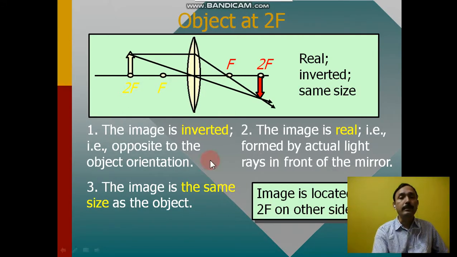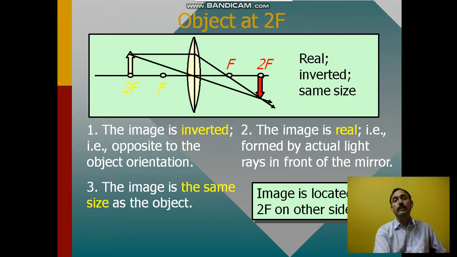Now if the object is placed at 2f, the light from the tip is parallel, passing through f. This light ray will pass to the optical center, meeting at this point. So the image is produced at 2f. So the image is inverted, that is opposite to the object orientation.